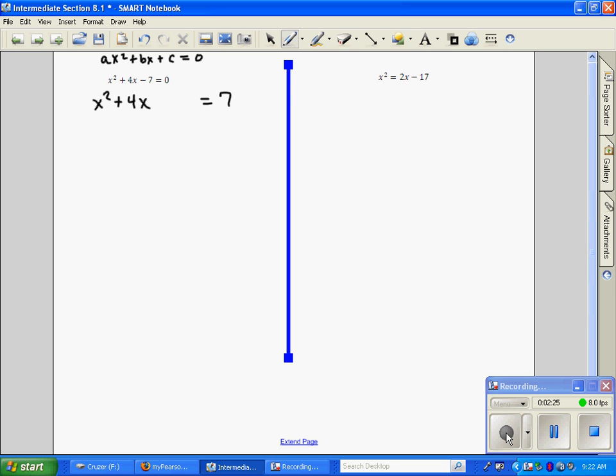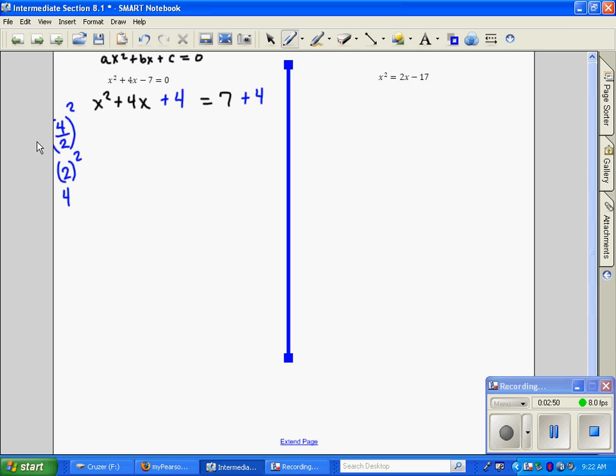Now we want to complete the square, and to do that we take our b term, which is 4. You take your b term, you divide by 2, and you square it. And you're going to do that every time, so you get 4 divided by 2 is 2, and we're going to square that, which is 4. So to complete the square, we're going to add 4 here. If you add 4 here, you also have to add 4 to the other side.